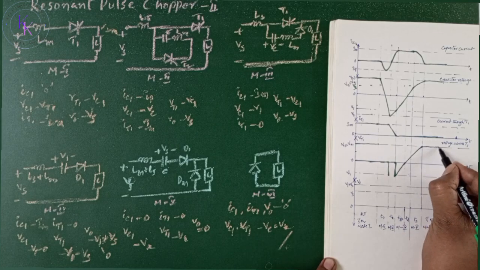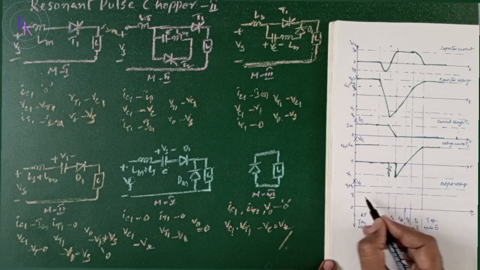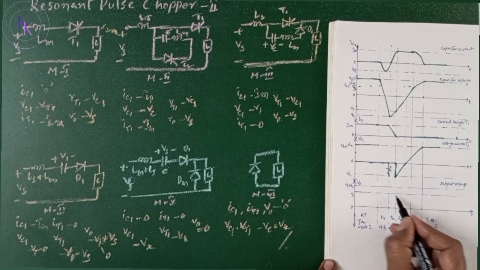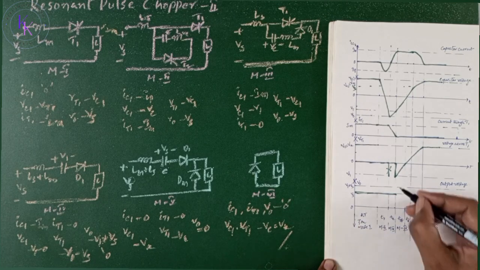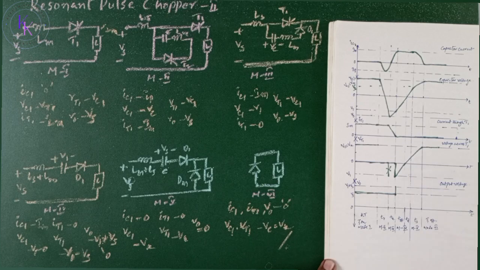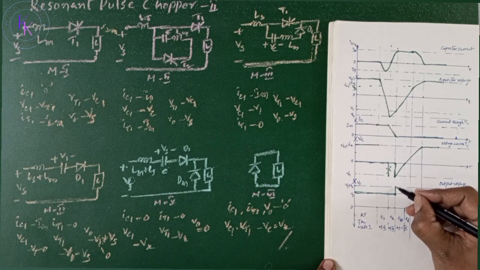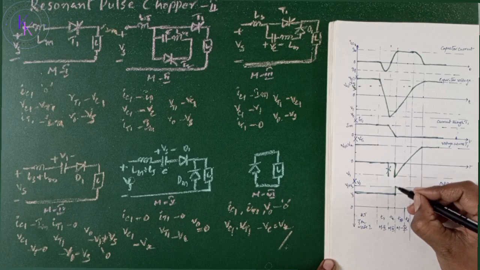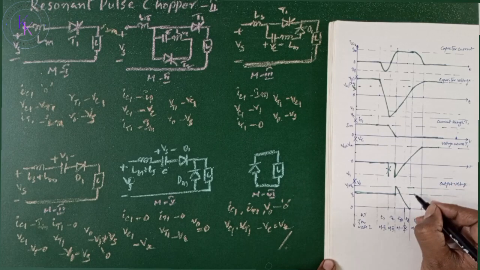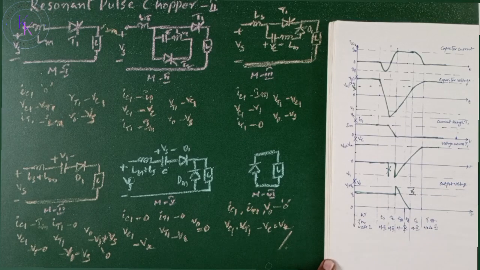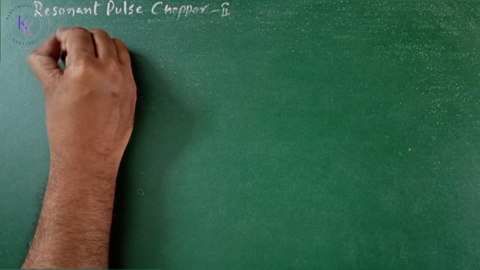it will stay at Vc. Now, the output voltage will be at Vs until mode 3. At the end of mode 3, it will reach Vs plus V1. During the commutation of mode 4, it will reach 0. This voltage is V1 and it will stay at 0. In steady state condition, Vc equals Vs.